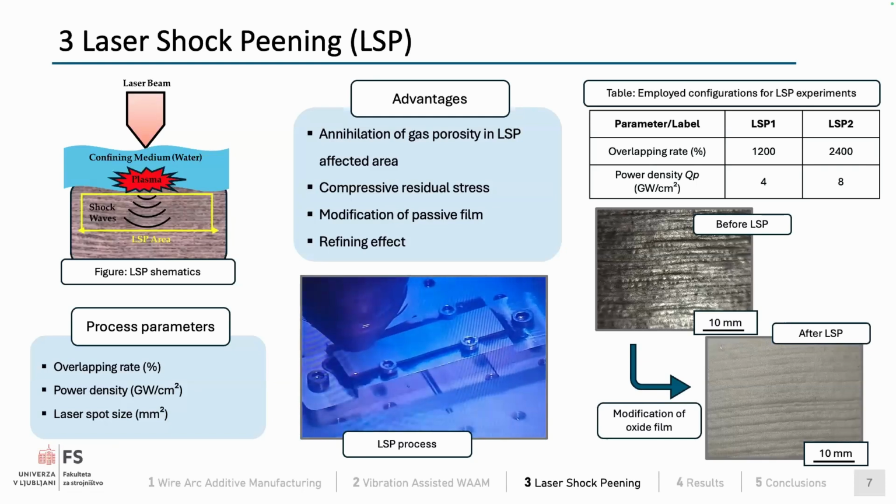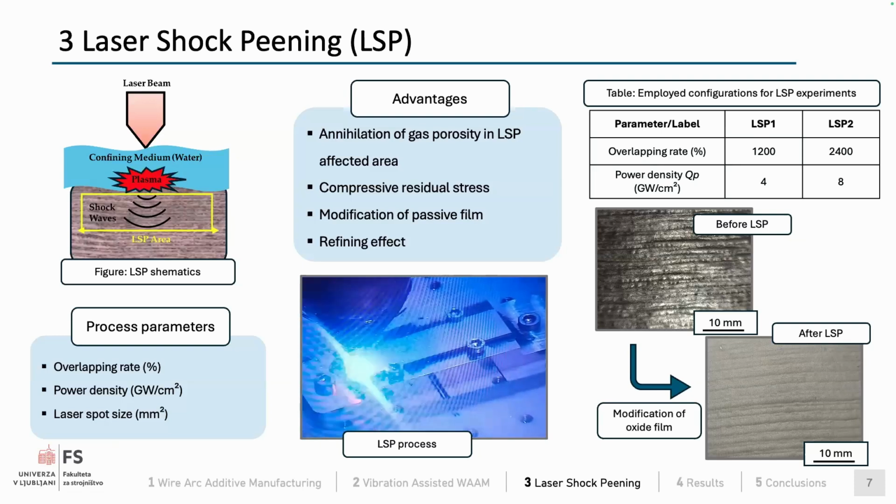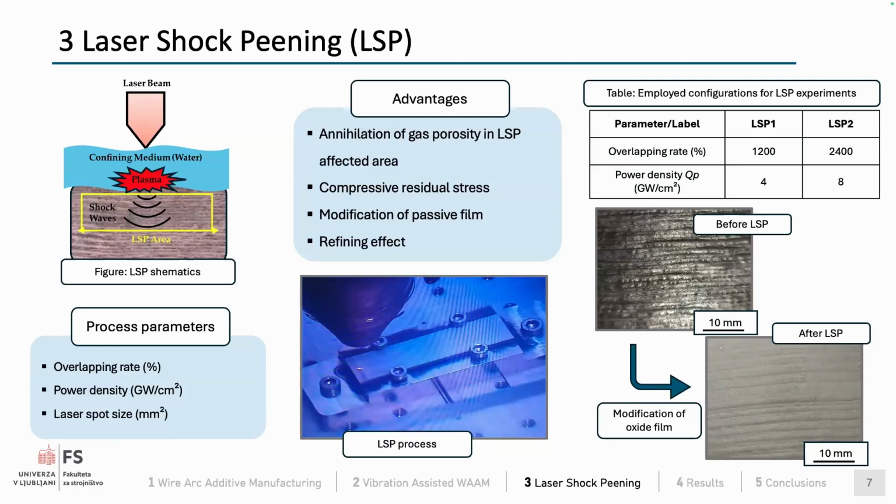So we chose two different configurations. The overlapping rate was 1200 and 2400 for the second configuration, and the power density was 4 and 8. We observed the modification of the oxide film, before applying LSP and after applying LSP. And the LSP was conducted on the as-built wall, so without any previous milling or other processes.